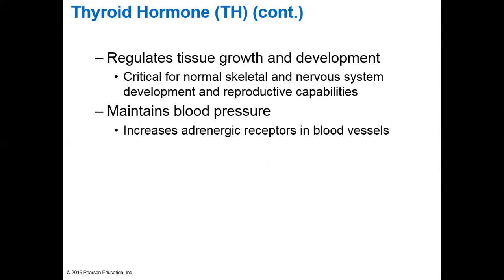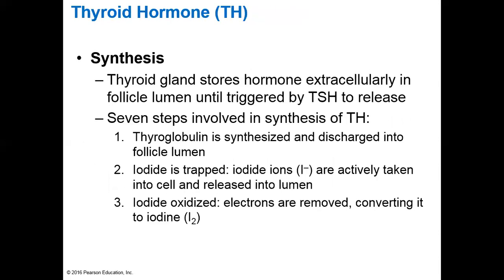Anyway, thyroid hormone helps regulate tissue growth and development, and we know that because we talked about its relationship with the growth hormone earlier. It helps maintain blood pressure because it increases adrenergic receptors in blood vessels. So the thyroid hormone, I'm telling you, it's a big deal. We know that its release is triggered by thyroid stimulating hormone, right? So we know that. And then what else is there?